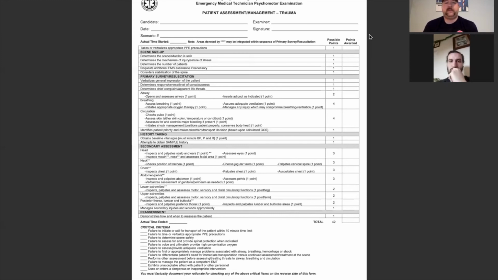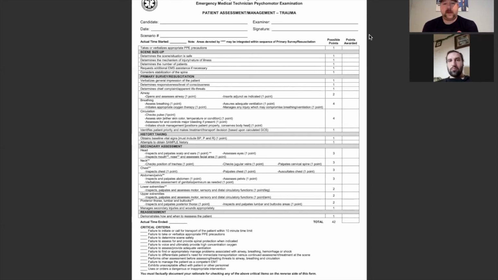So I'm going to assess the airway. So I'm going to open it and assess it. He is breathing. I do see chest rise and fall. And I'm going to insert an adjunct as indicated, and it's not indicated for this person yet. There's a little bit of blood around his lips, but it's not significant. The breathing, I'm going to assess the breathing. He is breathing shallow at 12 to 14 a minute.